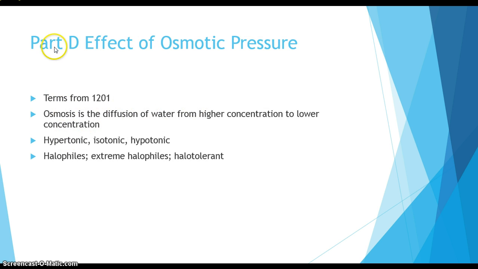Okay, so the last part was part D, the effects of osmotic pressure. There are a lot of terms in your lab manual that are very similar to the terms you learned in 1201, but they're very important, so you want to make sure to revisit those. I know I missed one when I took the test, and it made me mad because I could have gotten a better grade. So make sure to go over all those terms like hypertonic, isotonic, hypotonic, and then you'll see terms like halophiles, extreme halophiles, halotolerant. And so just make sure you know all the vocab for this lab.